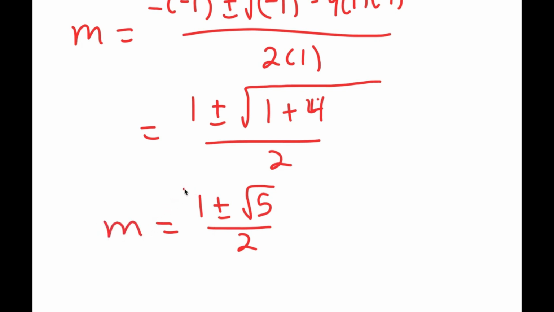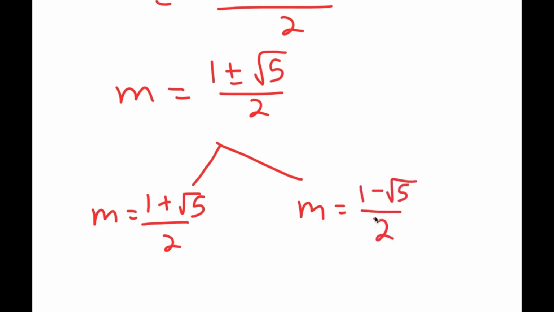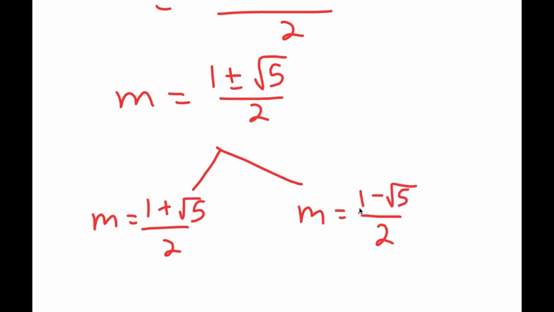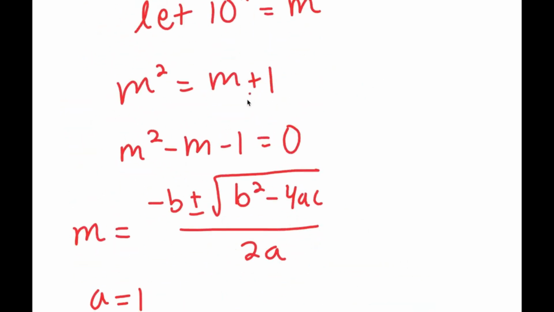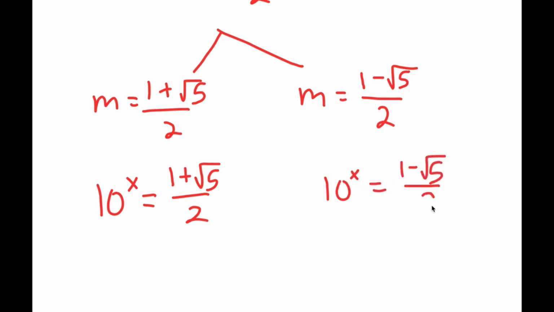So this is the value of m. And to be precise, the two values of m are 1 plus the square root of 5 over 2 and 1 minus the square root of 5 over 2. Now, remember how we let m equal 10 to the power of x? So 10 to the power of x is equal to 1 plus the square root of 5 over 2, and 10 to the power of x is also equal to 1 minus the square root of 5 over 2.